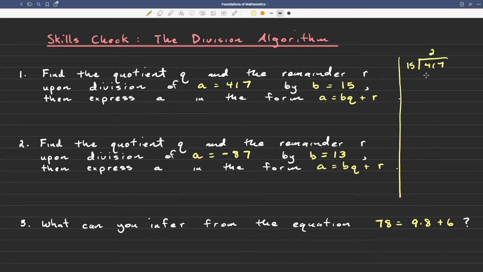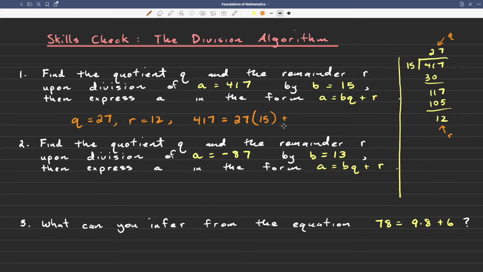15 goes... So it looks like q is equal to 27. R is equal to 12, and the associated equation is that 417 is equal to 27 times our divisor, which was 15, plus the remainder, which was 12. We could check that we got our answer right by checking that that last equation is actually true.